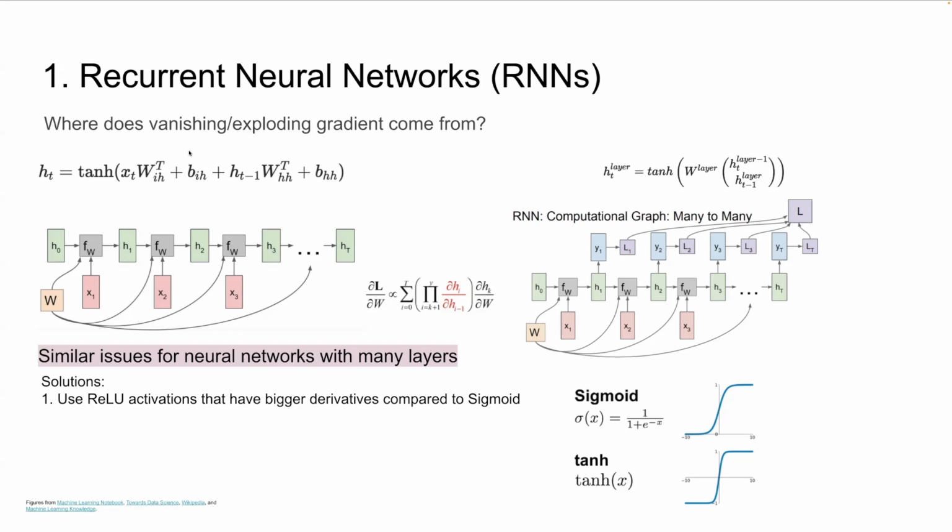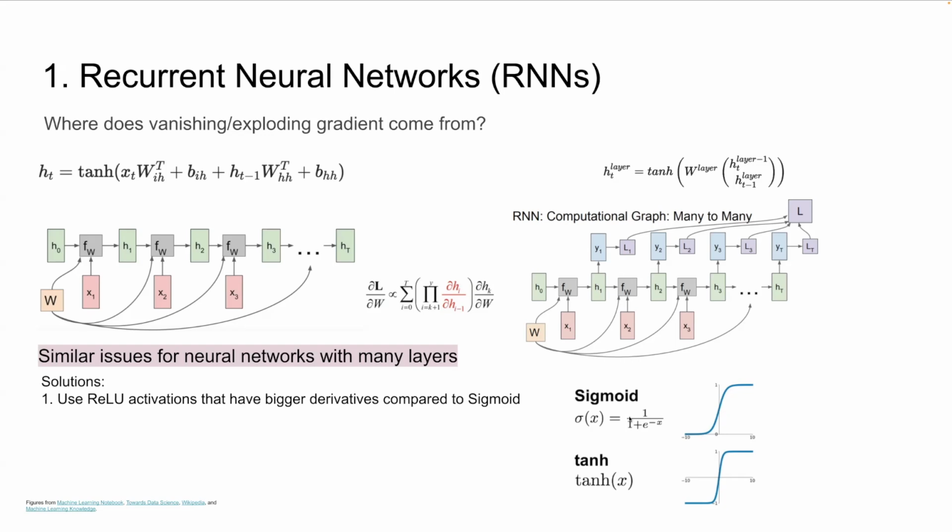And actually, in a more general setting, if you talk about neural networks with many layers, you often also have this problem of exploding or vanishing gradient. So this is a kind of detour from the RNNs. If you have a network with many layers, there are some solutions to mitigate this issue. One thing you can do is to use the ReLU activation function.